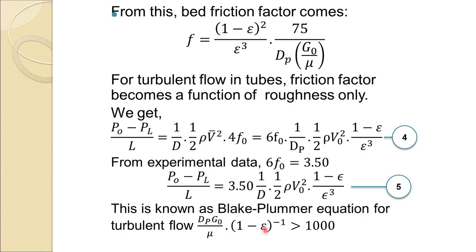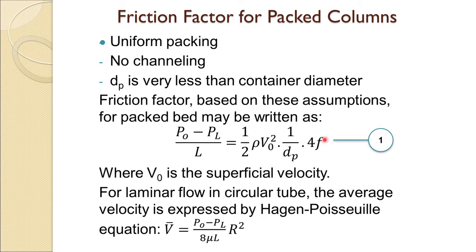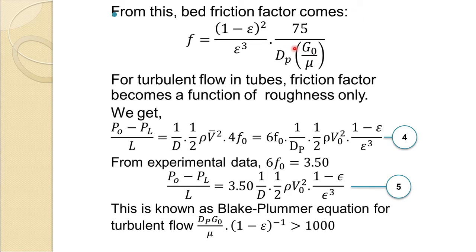Now, in many cases turbulent flow prevails. Before that, if we rearrange this equation and compare with this equation, we can define the friction factor. So, the friction factor comes by comparing this with that. So, this is the friction factor through the tube, and for turbulent flow the friction factor becomes a function of roughness only. So, for turbulent flow again you define these terms, the force, kinetic energy, characteristic area and the friction factor, and you substitute the values in terms of the parameters which we defined earlier. Finally, you get this equation for the pressure drop, and that is known as the Blake-Plummer equation.